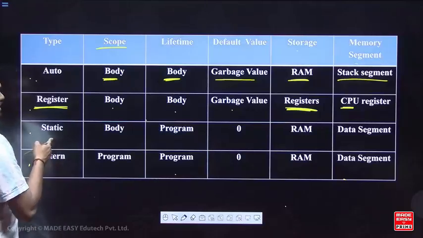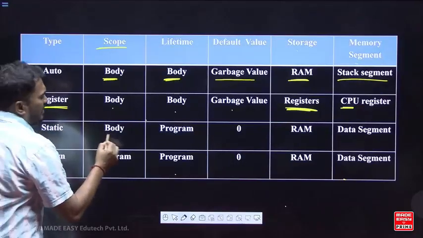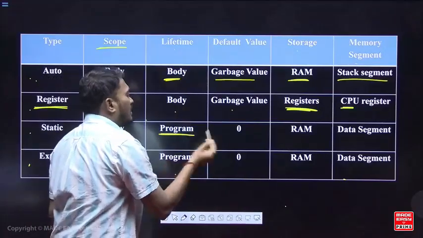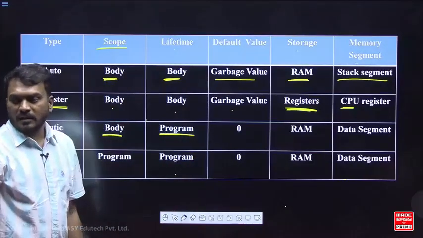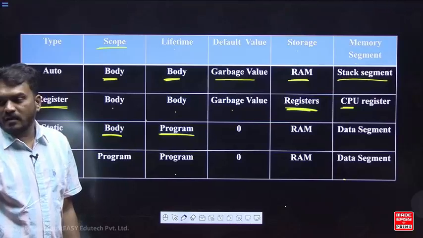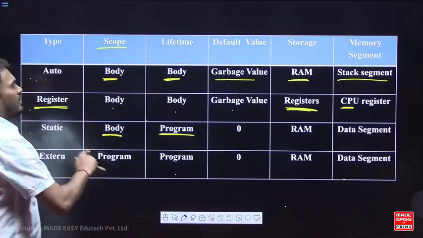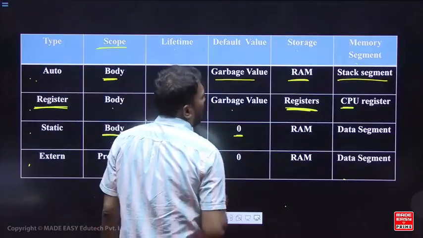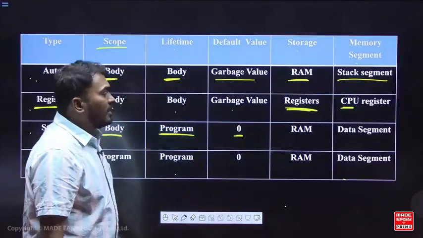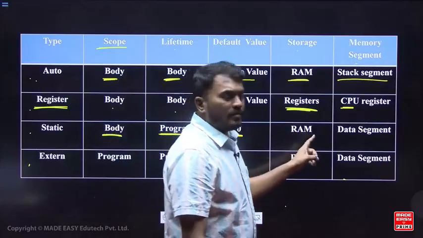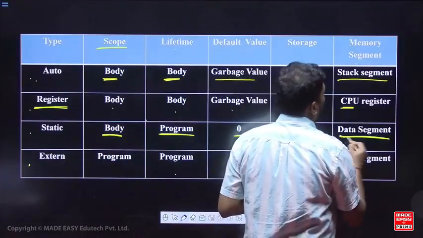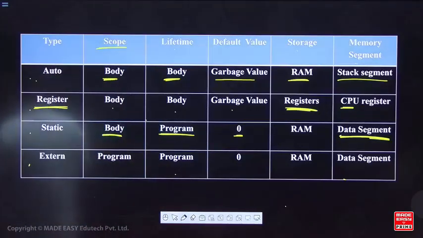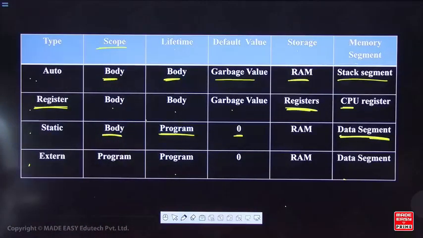But next, now coming to the static. This is important. Listen carefully. Static, scope is within the body, but the lifetime is what? Entire program. Is that clear? So scope is within the body, but the lifetime is entire program. Remember, if it is not initialized, default value is what? 0. And remember where it will be stored? In the main memory. And which segment? Data segment. Static variable, where will the memory be allocated? In the data segment.